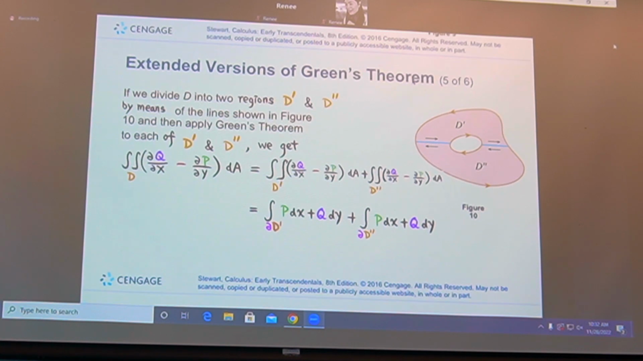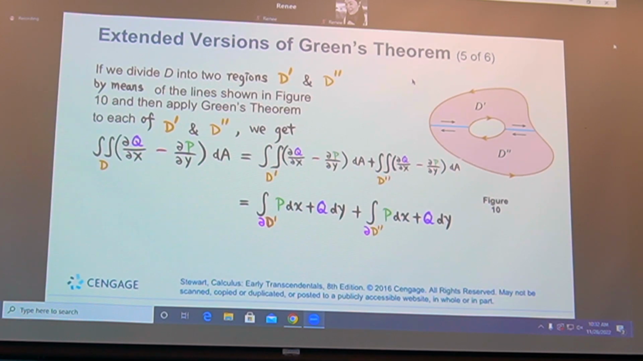Because each of these regions is actually a finite union of simple regions, we can apply Green's theorem to D prime. So this double integral is equal to this single integral over the boundary of D prime right here. And similarly, that one is equal to the single integral over the boundary of D double prime. Remember this sign over here? It's kind of like the partial derivative sign. This stands for the boundary of D double prime.